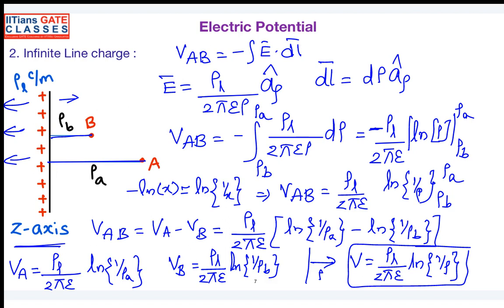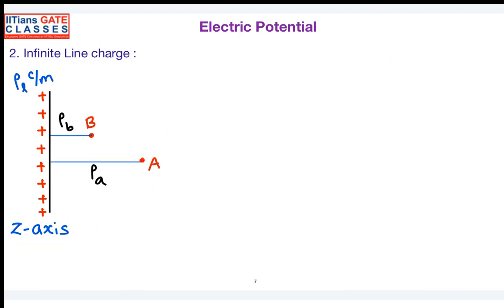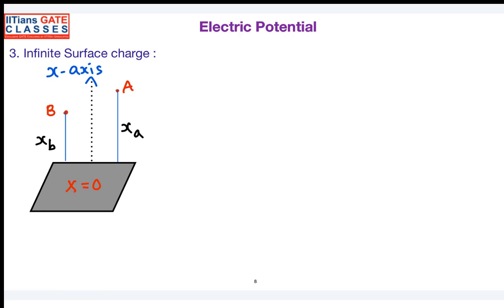Clear. So we will move on to the next and last case, surface charge. You can see here there is a surface charge located at x equal to 0, which means in the YZ plane. Consider this as having rho s coulomb per meter square. Since x equal to 0, the perpendicular direction will be the x-axis. So can you tell me what is the direction of electric field because of this surface charge? In which direction will the electric field lie?